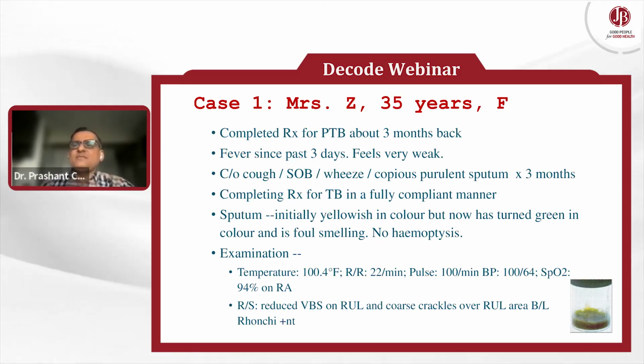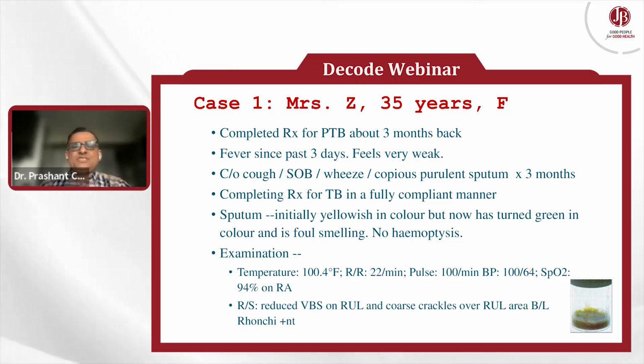This is a case where a 35-year-old female has completed treatment for tuberculosis about 3 months ago. She's had a fever since the past 3 weeks. She feels a bit weak. She has symptoms of cough, shortness of breath, wheezing, and copious purulent sputum for 3 months. Now you have to put the focus on these words, the copious purulent sputum. And she has completed the anti-TB treatment in a very compliant manner. She initially had a yellowish colored sputum that has turned green and is foul smelling.